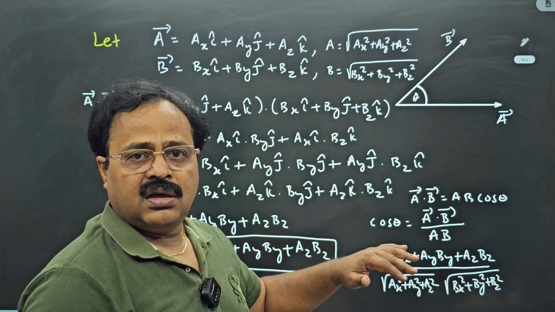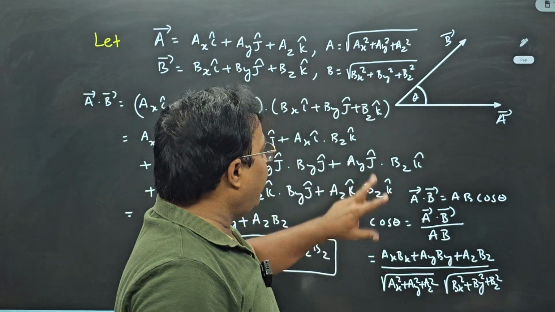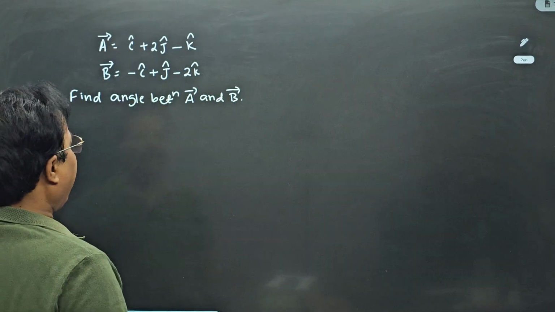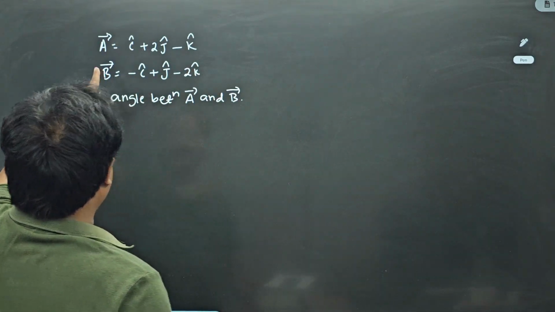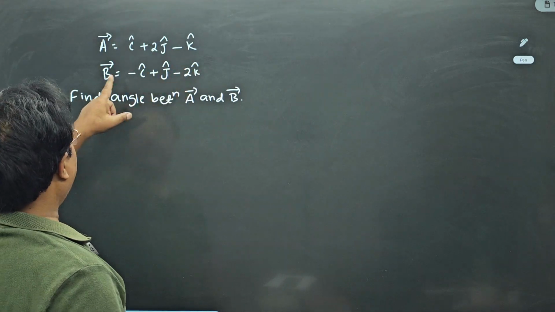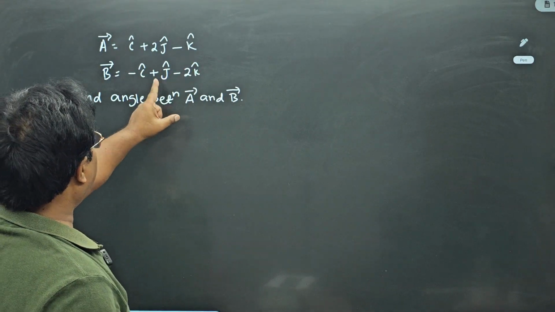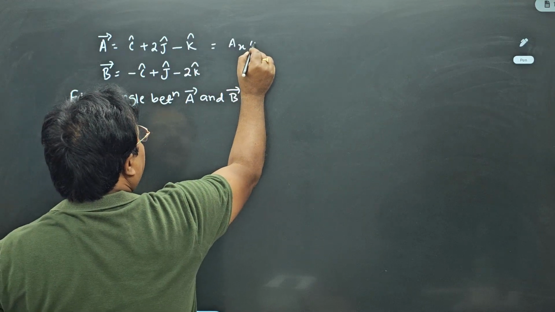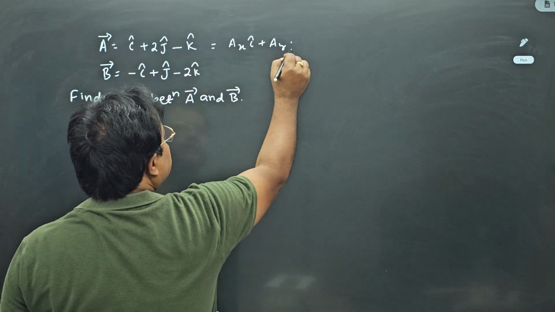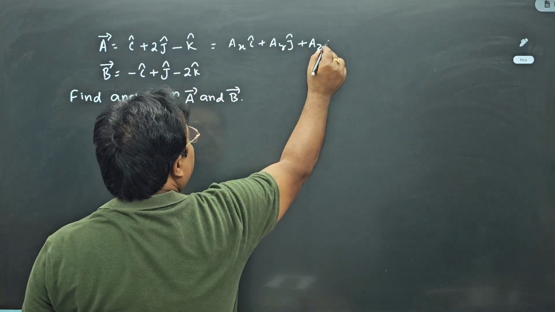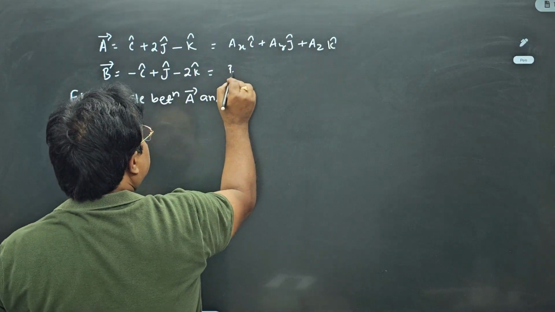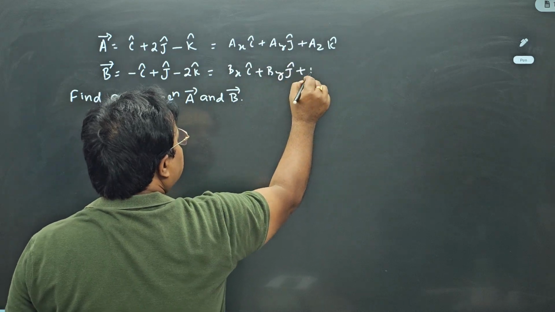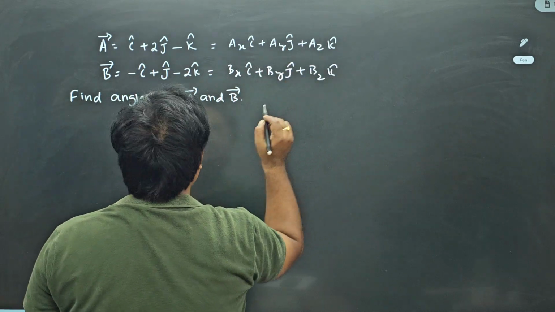Let us find the angle between two vectors using an example. We will find it, just a minute. You see, a vector is equal to i cap plus 2j cap minus k cap. b vector is equal to minus i cap plus j cap minus 2k cap. What I have written here? ax i cap plus ay j cap plus az k cap. Okay, my dear students, this becomes, as I had explained, bx i cap plus by j cap plus bz k cap.